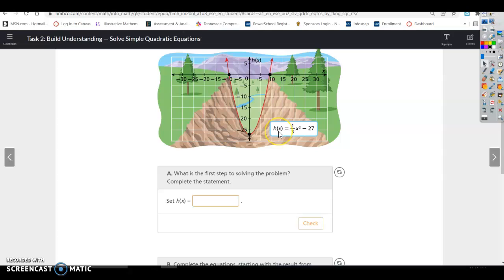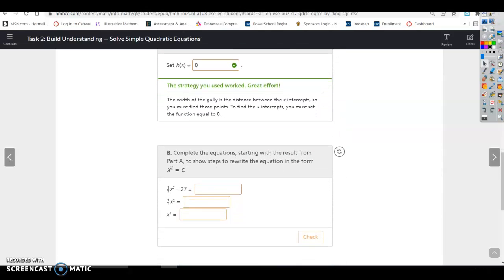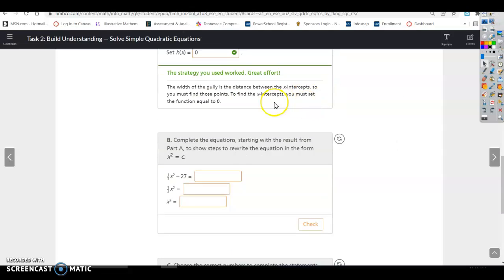So the first step is we're going to set y, or h of x, equal to 0. And then once we set it equal to 0, we're going to solve. All right, so complete the equation. Start with the result from part A to show steps to rewrite the equation in the form x squared equals c. All right, so h of x equals 0. If you look up here, you'll see h of x equals this right here. So we're going to set that equal to 0. And then we're going to solve.